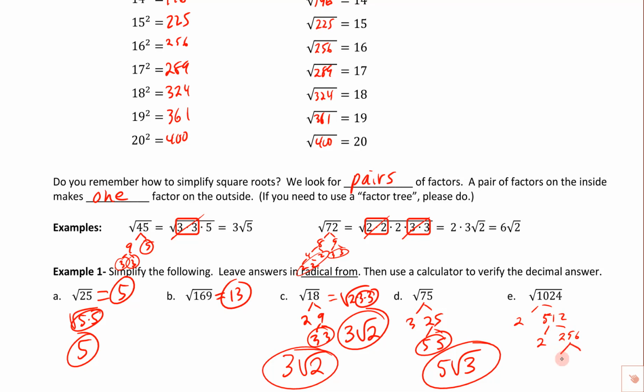256 is a perfect square of 16. So this is a pair of 2's, and a pair of 16's. So if I were to write that out and we took out the pairs of factors, I'd have a pair of 2's and a pair of 16's. So I'd have a 2 on the outside, a 16 on the outside, technically a 1 left underneath. So the answer on this one should be 2 times 16, which is 32. So I'm going to circle that.